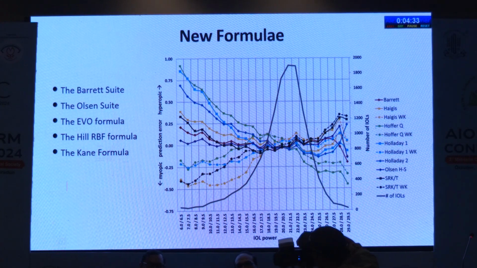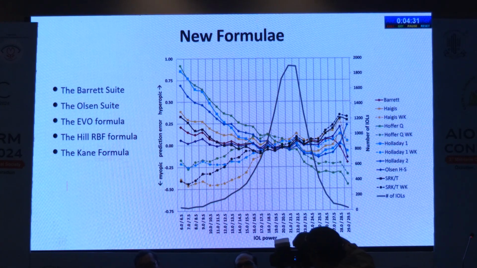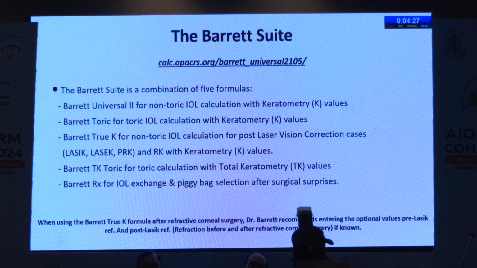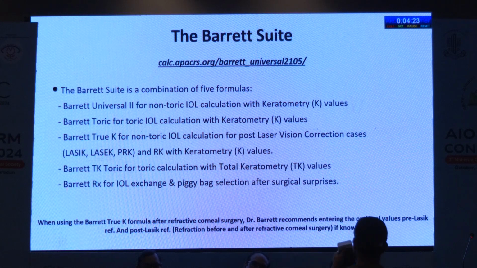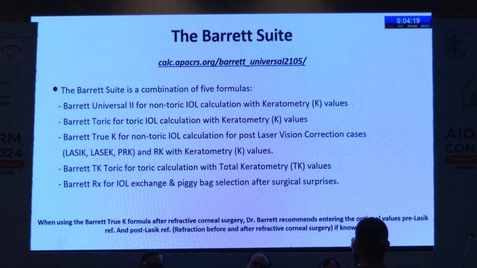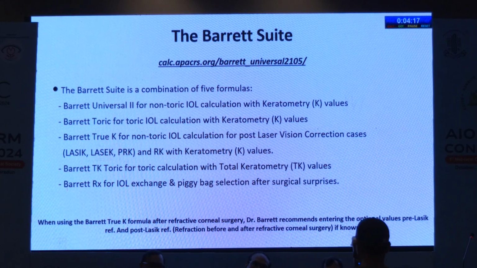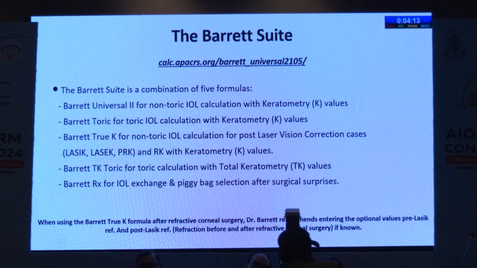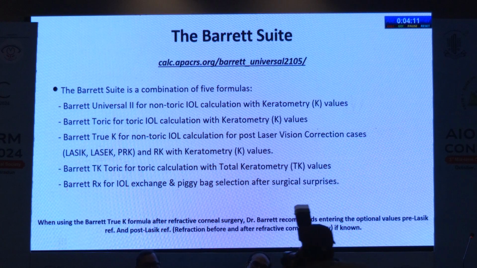The newer formulas which I'll talk about are the Barrett-Sweet formula, Olsen formula, AVO, Hill RBF, and the Kane formula. The Barrett-Sweet formula is a combination of 5 formulas. Barrett Universal 2, which is for non-toric IOL calculation with keratometry values. Barrett Toric for toric IOL calculation. 2K is for post-laser vision correction formulas. And Barrett TK is for total keratometry, which is nowadays used in IOL Master 700.